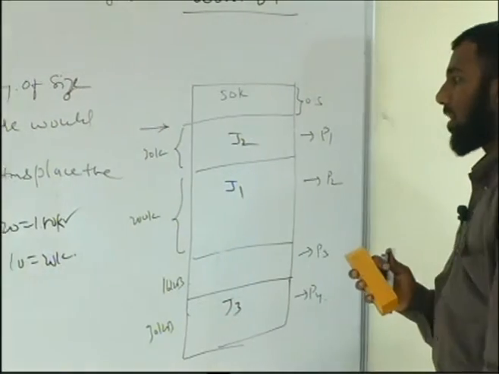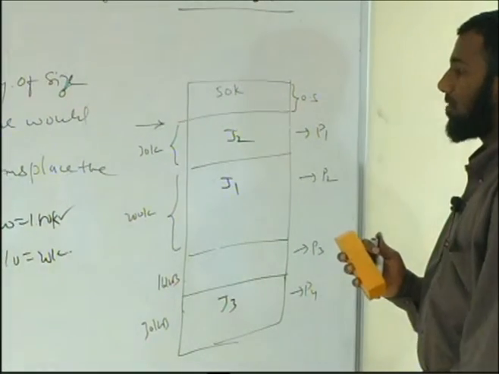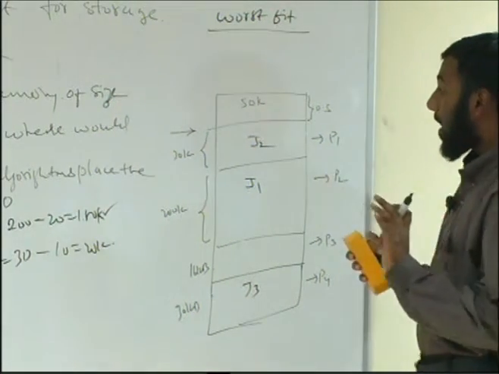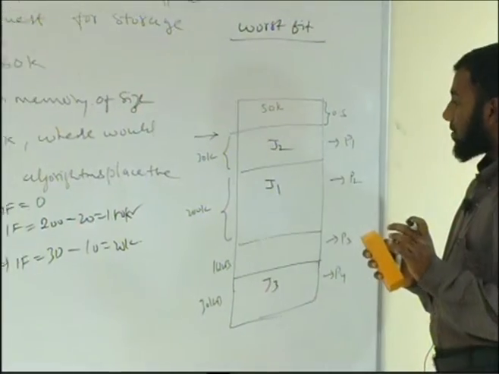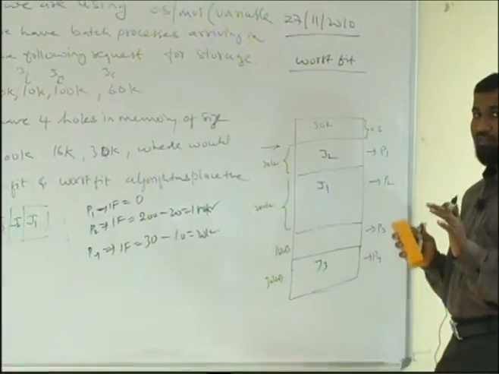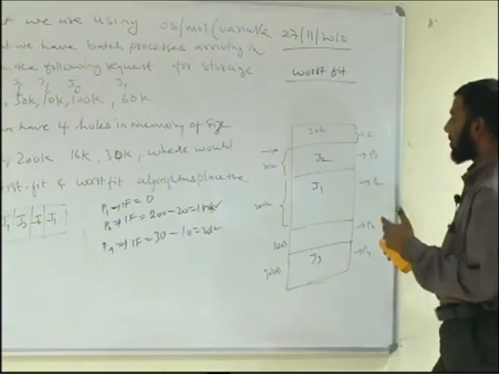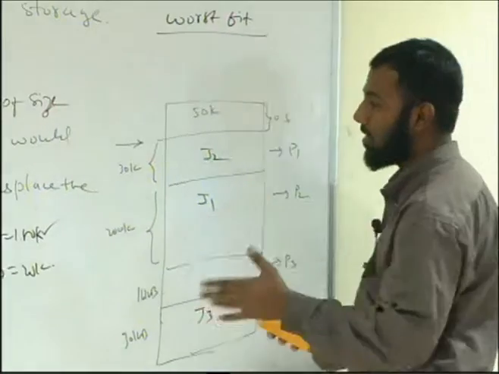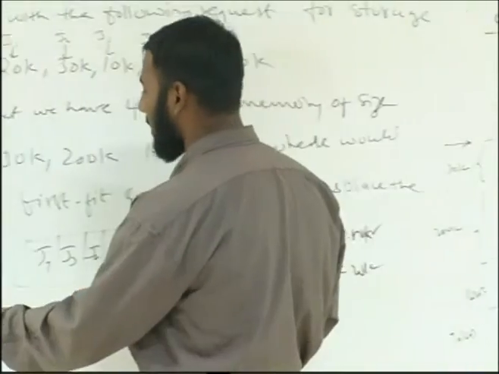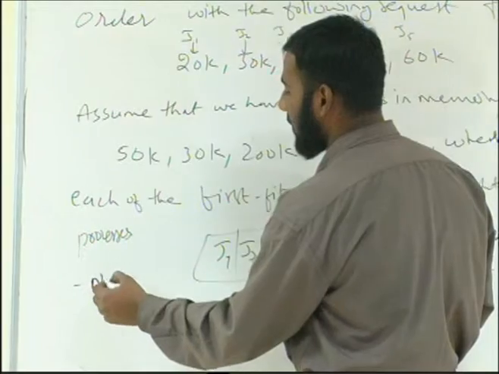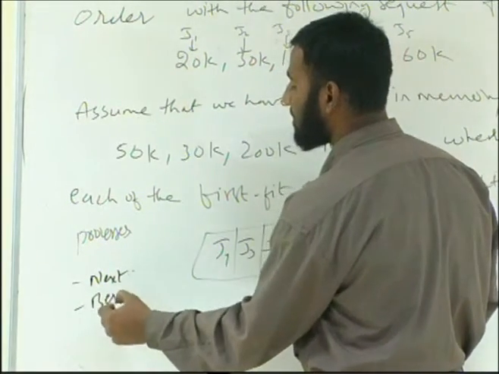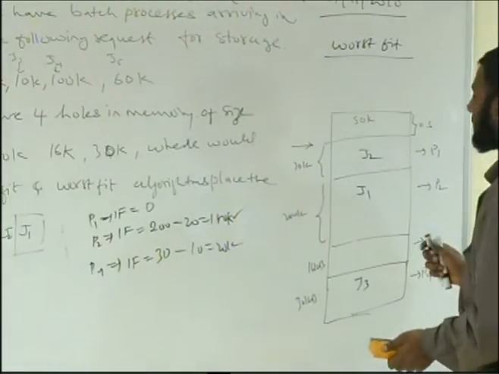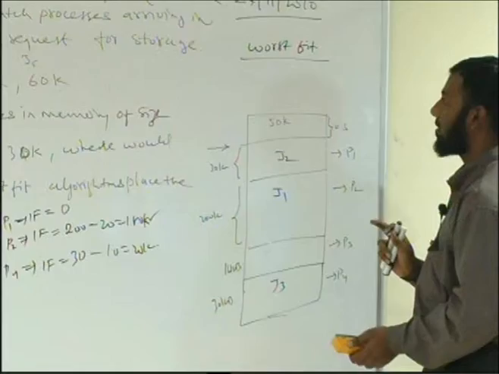So this algorithm also doesn't give a good degree of multiprogramming, but we observe that the partitions in which the jobs J1, J2, J3 are sitting are different. In first fit J1 was sitting here, but in worst fit J1 is sitting here. Now we'll extend this question to other algorithms called next fit and best fit, and we'll see what the degree of multiprogramming is.